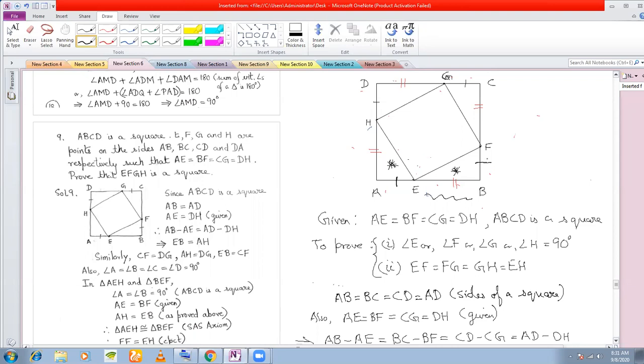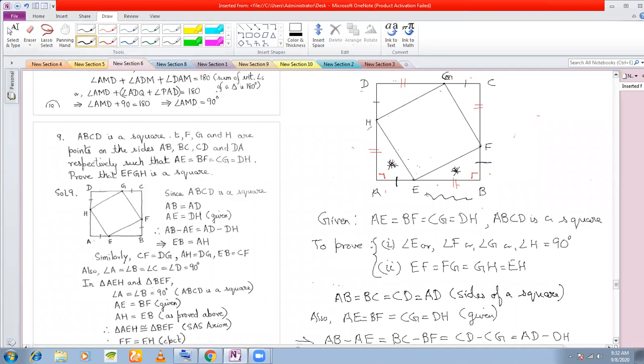AE and BF. And what else? What else can you say? This is a right angle. Angle A and angle B, 90 degrees. Two are 90 degree angles, right? So by what axiom? Side angle side. SAS. So by SAS, we are proving that these two triangles are congruent.